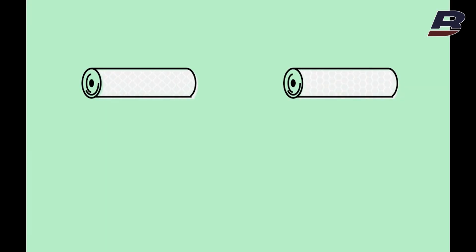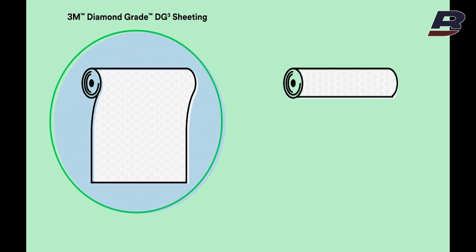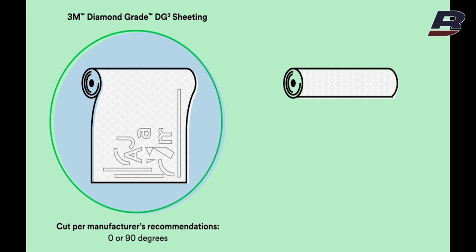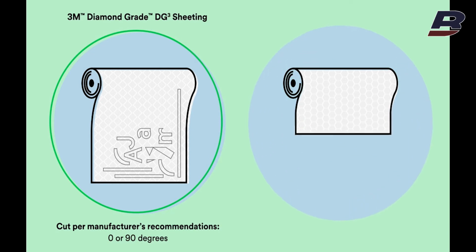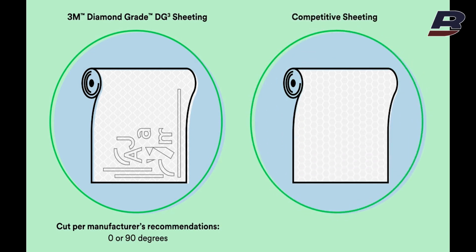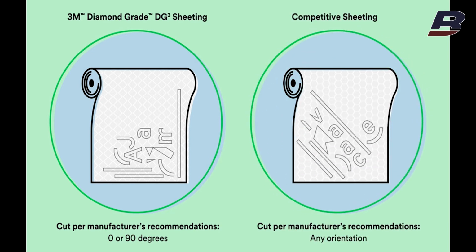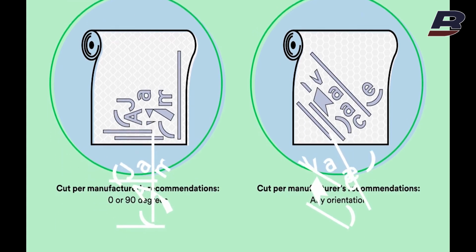We fabricated a sign using two different ASTM D4956 Type 11 sheeting materials. On the left, 3M Diamond Grade DG cubed sheeting copy was fabricated at 0 and 90 degrees orientation. Now we know that's a lie. There was no reason to use specific orientation. In both road scenarios, the entrance angle is not 50 degrees or wider. On the right, competitive Type 11 reflective sheeting was cut at multiple orientations per their sign fabricator recommendations.